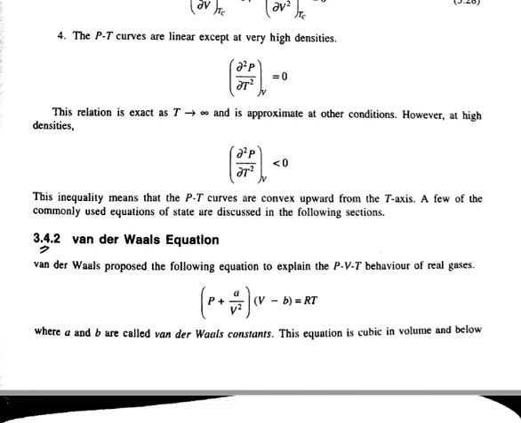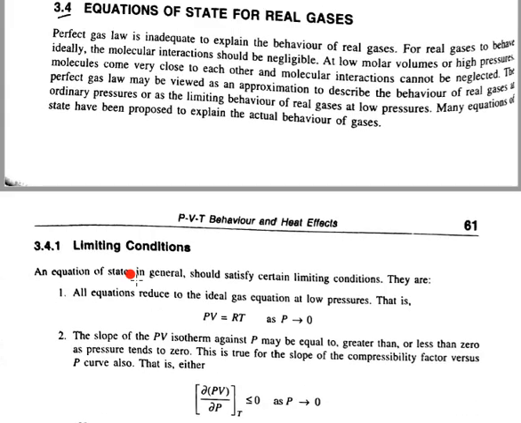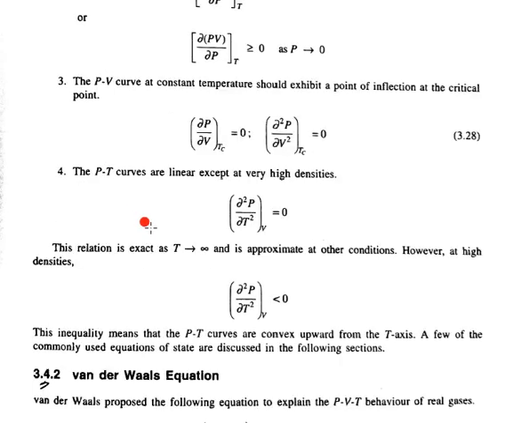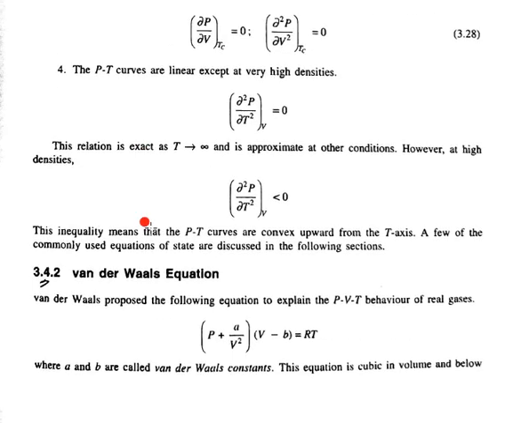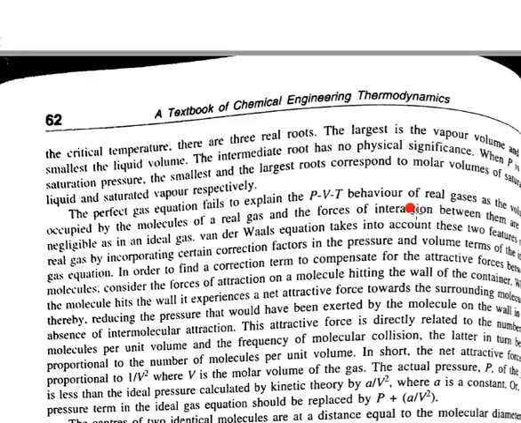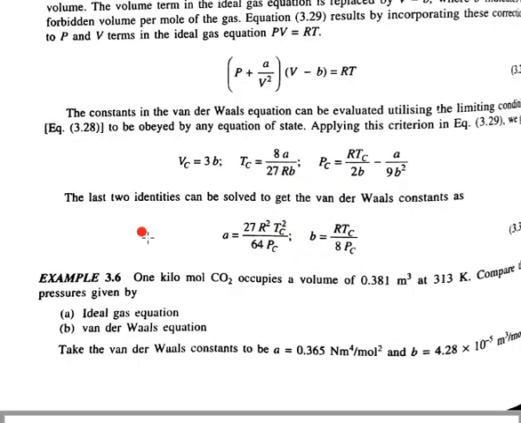In chemical engineering thermodynamics, we are discussing the van der Waals equation and the equations of state for real gases. The van der Waals equation for PVT behavior is (P + a/V²)(V − b) = RT. This is called the van der Waals equation, where a and b are the van der Waals constants, and their values are given.